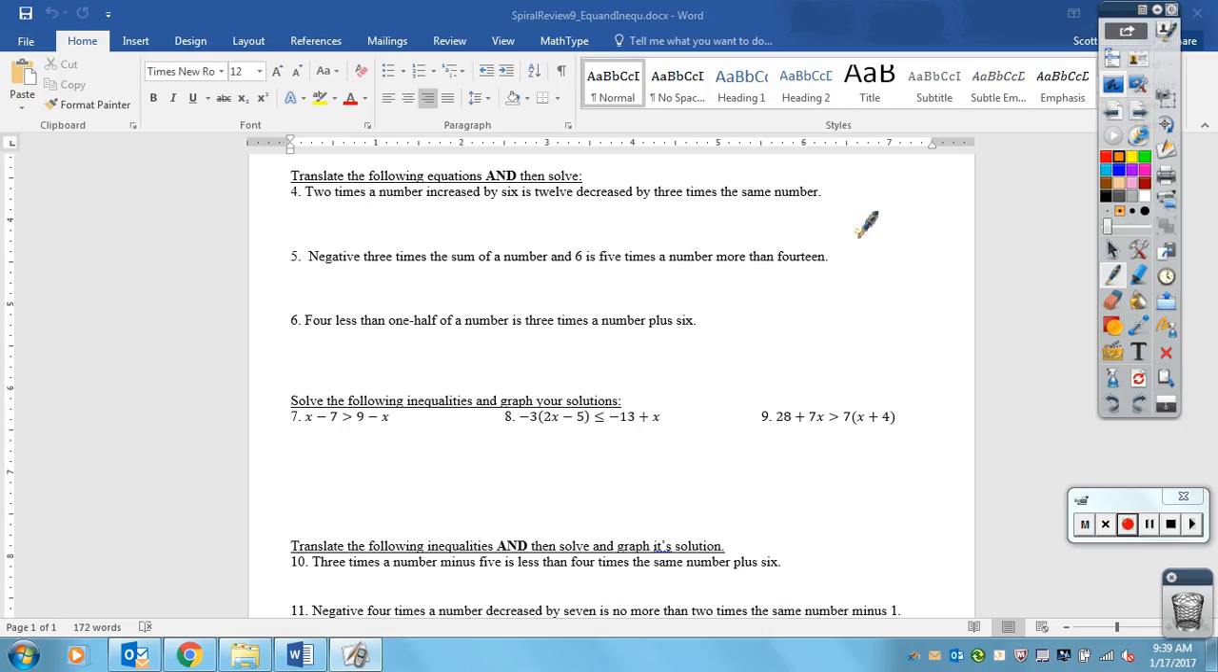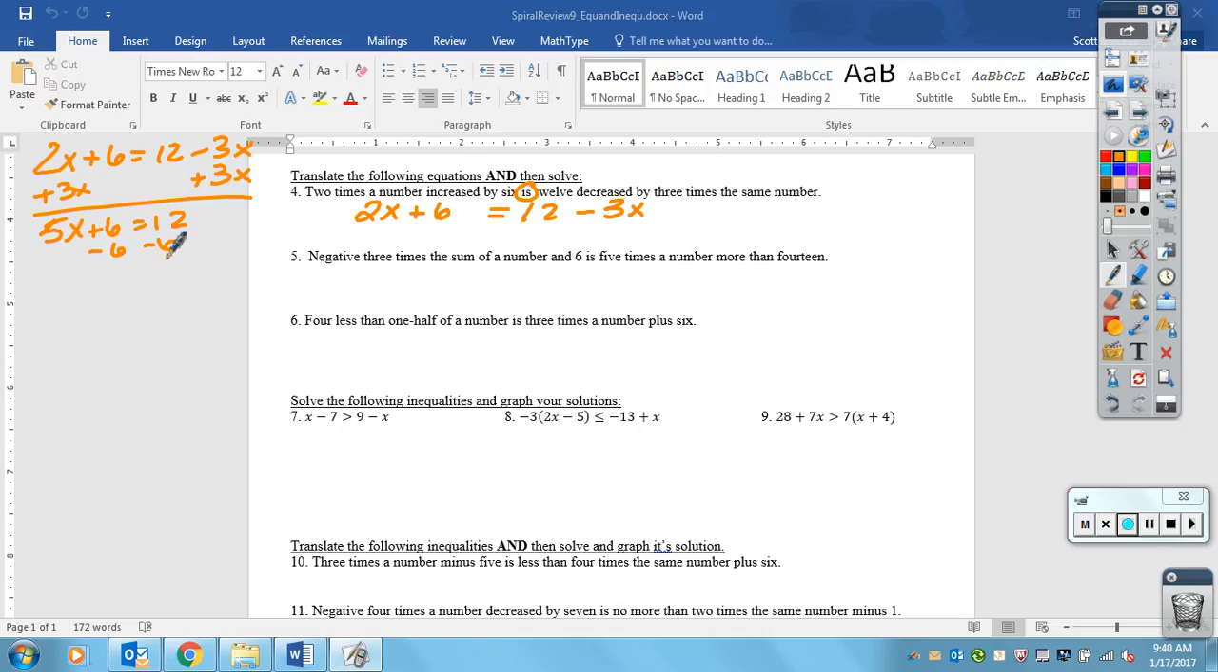Question 2 asks us to translate and then solve. 2 times the number increased by 6 is, there's my is, 12 decreased by 3 times the same number. All right. 2x plus 6 equals 12 minus 3x. Variables on both sides. Add 3x, add 3x. 5x plus 6 equals 12. Minus 6, minus 6. 5x equals 6. X equals 6/5 or 1.2. Either of those are equivalent.